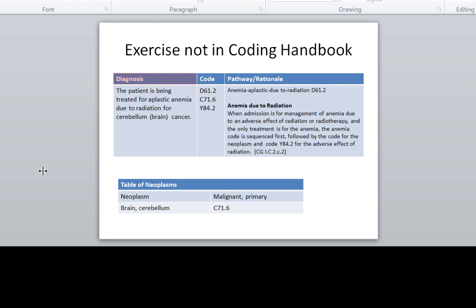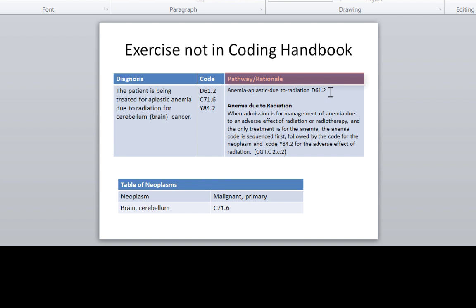Here's one we haven't coded yet. The patient's being treated for aplastic anemia due to radiation for the cerebellum or brain cancer. Cerebellum is part of the brain. So in the table of neoplasm, you're going to see it as brain as your primary term or main term, and cerebellum as a subterm.